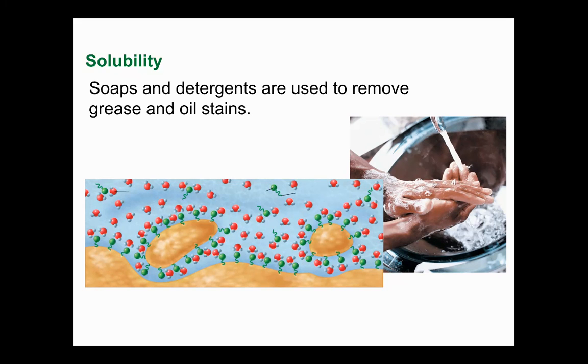So soaps and detergents are used to remove grease and oil stains, and we use water to do that. Here, the red with the two white dots, those are water molecules. This brown stuff is grease, and the green stuff is the soap. The soap will be attracted to the water on the polar end and be attracted to the grease on the other end. That's how soap works.